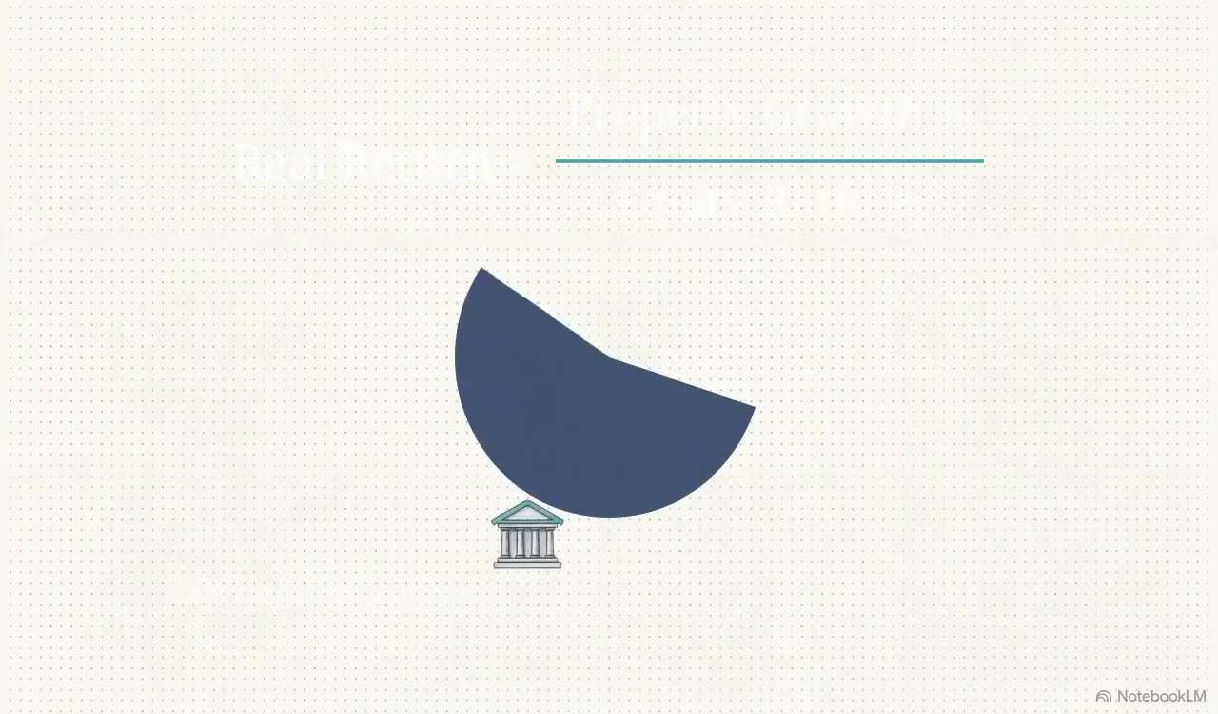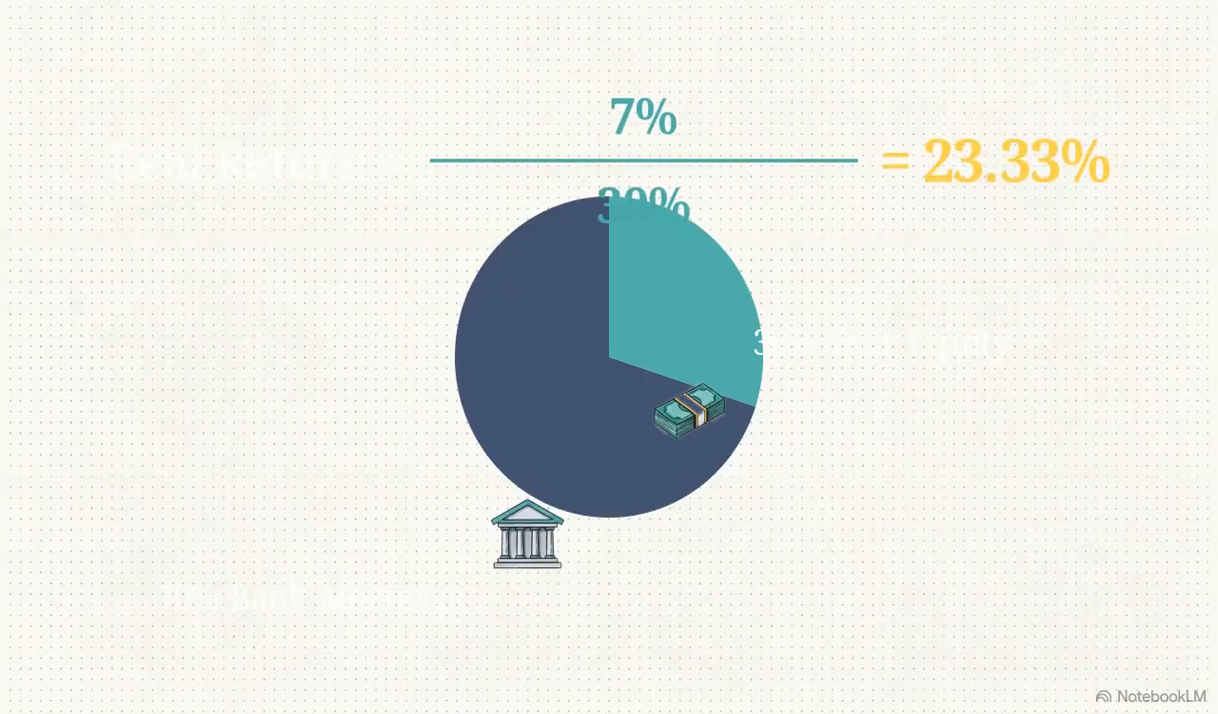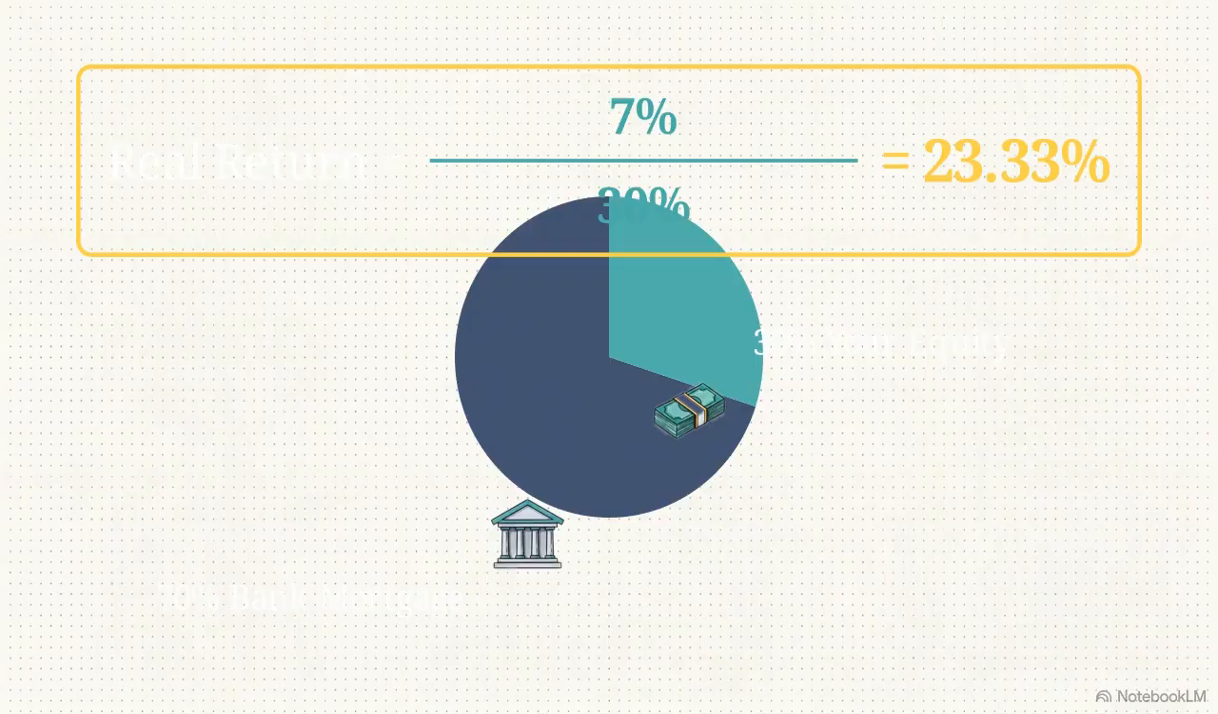To find the actual return on your equity, you divide the property growth rate by your equity ratio. With a standard 70% mortgage, you hold 30% of the equity. A 7% market rise divided by that 30% stake results in a 23.33% real return on your cash.